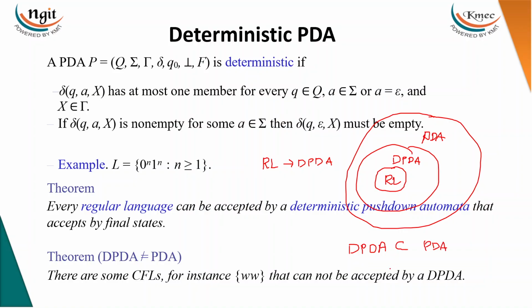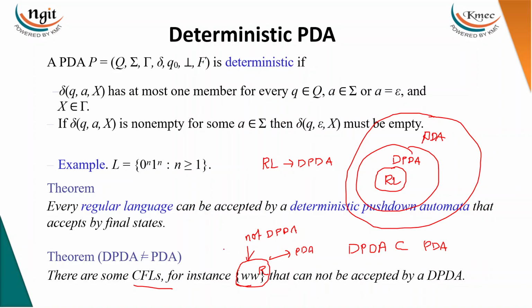We can say that the number of languages accepted by the DPDA is not equivalent to the number of languages accepted by the PDA. It means there are some CFLs which cannot be accepted by the DPDA. For example, WWR. This is a language which is not accepted by the DPDA but accepted by the PDA. That we'll discuss in the next slide.